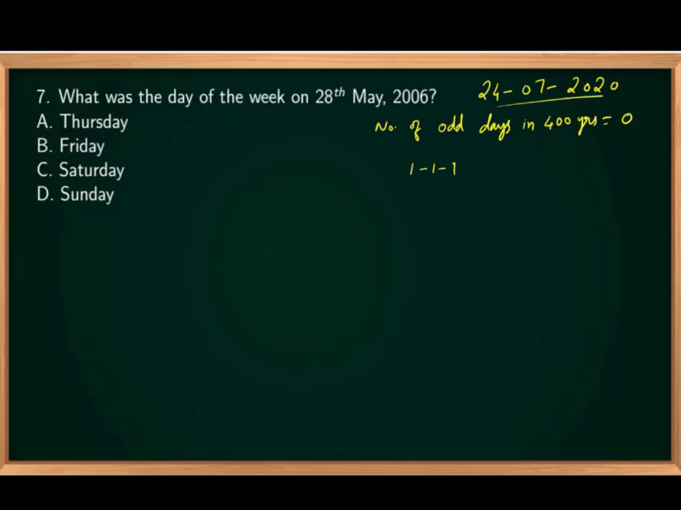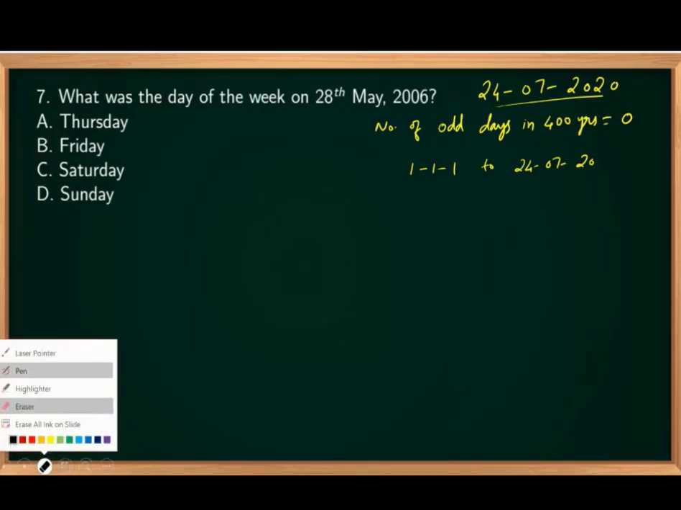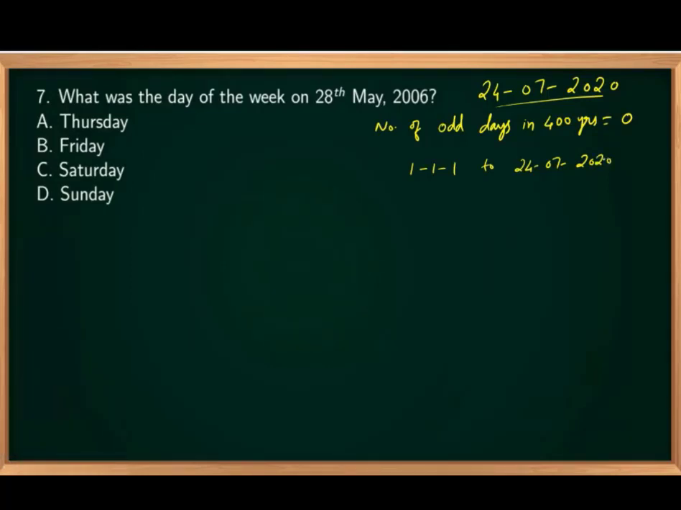Here also, 1 to 24/7/2020, we have to find this. In order to reduce these complex additions, we already know the number of odd days in 400 years is 0. So it will be cyclic only.